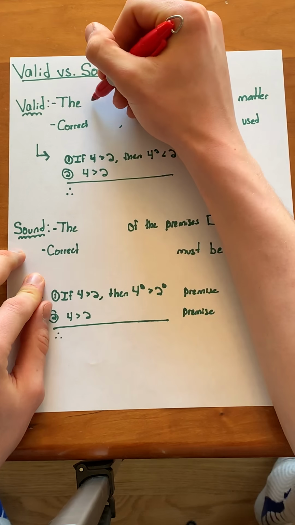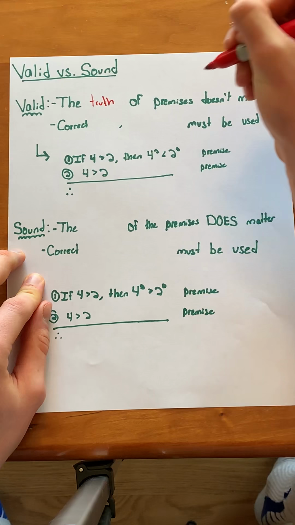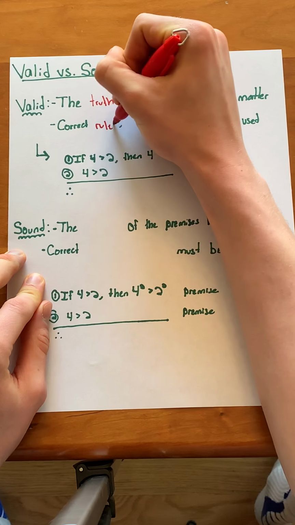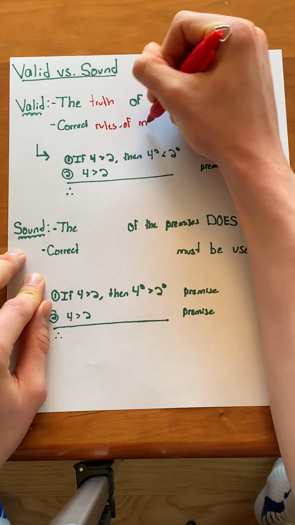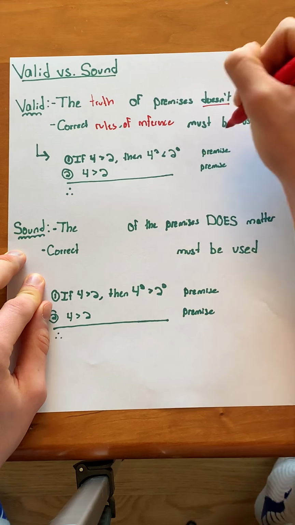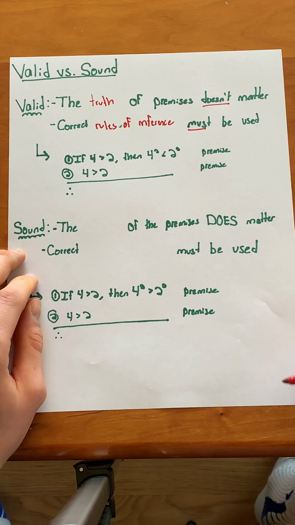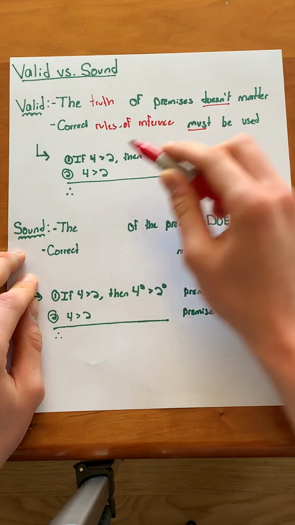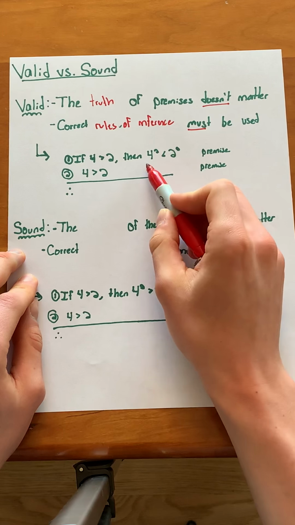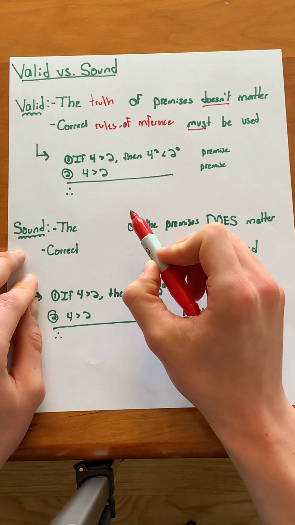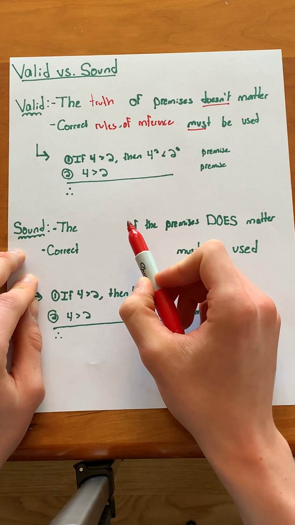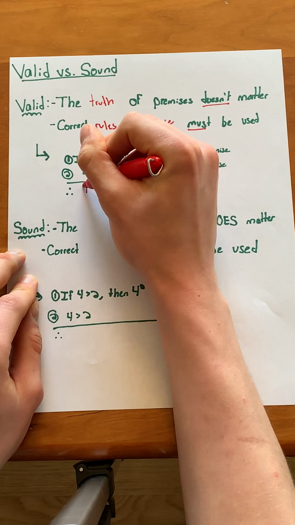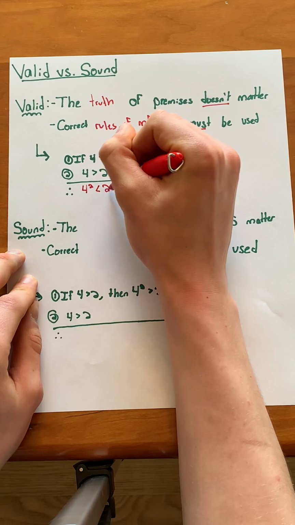In a valid argument, the truth of premises doesn't matter. However, correct rules of inference must be used. So what does this look like? Suppose we're given the following premises. If 4 is greater than 2, then 4 squared is less than 2 squared. We're also given that 4 is greater than 2. We could use modus ponens to conclude that this means 4 squared is less than 2 squared.